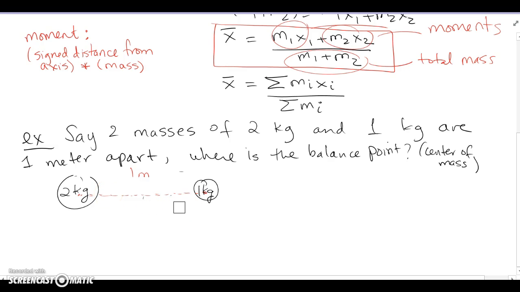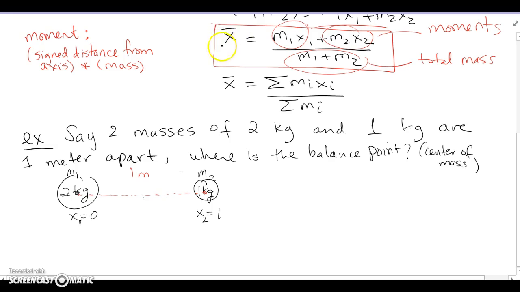So we're going to say, I'm going to let my 0th place be right here. It doesn't matter where you let it be, you can call that 1 if you want. And if this is 1 meter apart, then I'm going to call this 1. So I'll call my x1 0, I'll call my x2 1 meter away from it. And then my M1 is 2 kilograms, and my M2 is 1 kilogram.